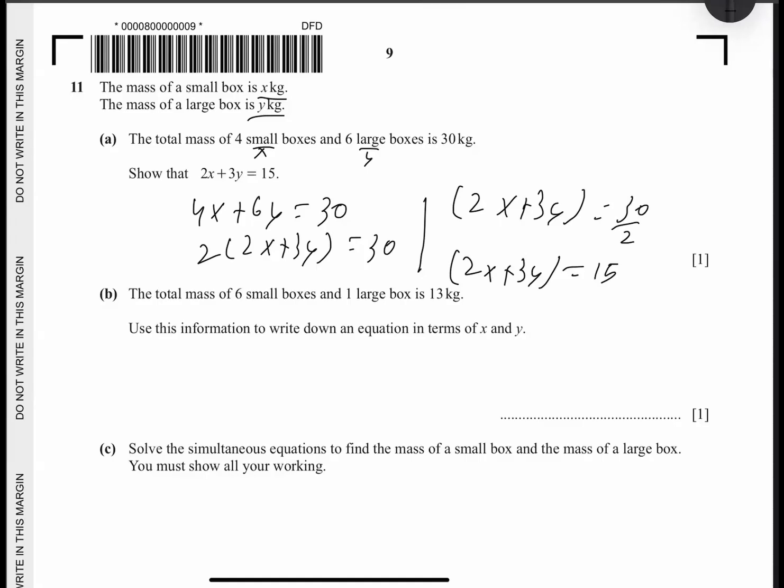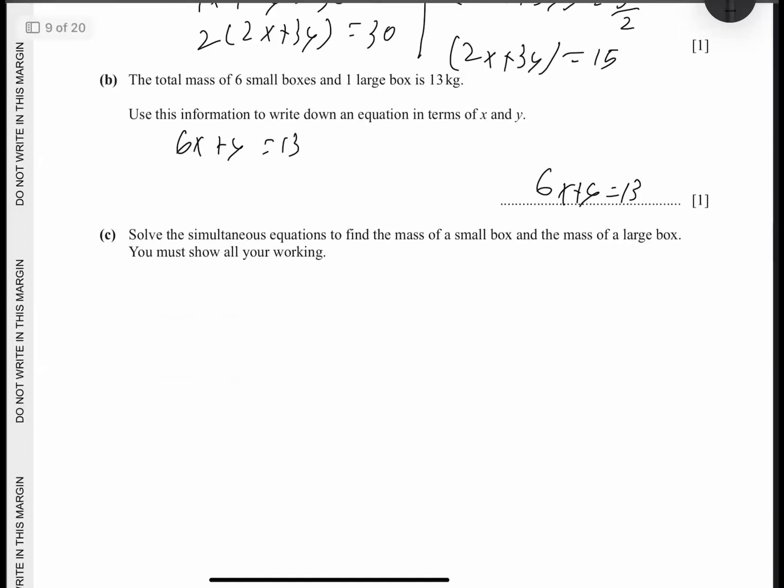The total mass of 6 small boxes and one large box is 13 kg. Use this information to write down an equation in terms of x and y. So 6x plus y is equal to 13. Solve the simultaneous equations to find the mass of a small box and the mass of a large box. You must show all your working. So the one equation that we have is 6x plus y is equal to 13. And the other that we have is 2x plus 3y is equal to 15.